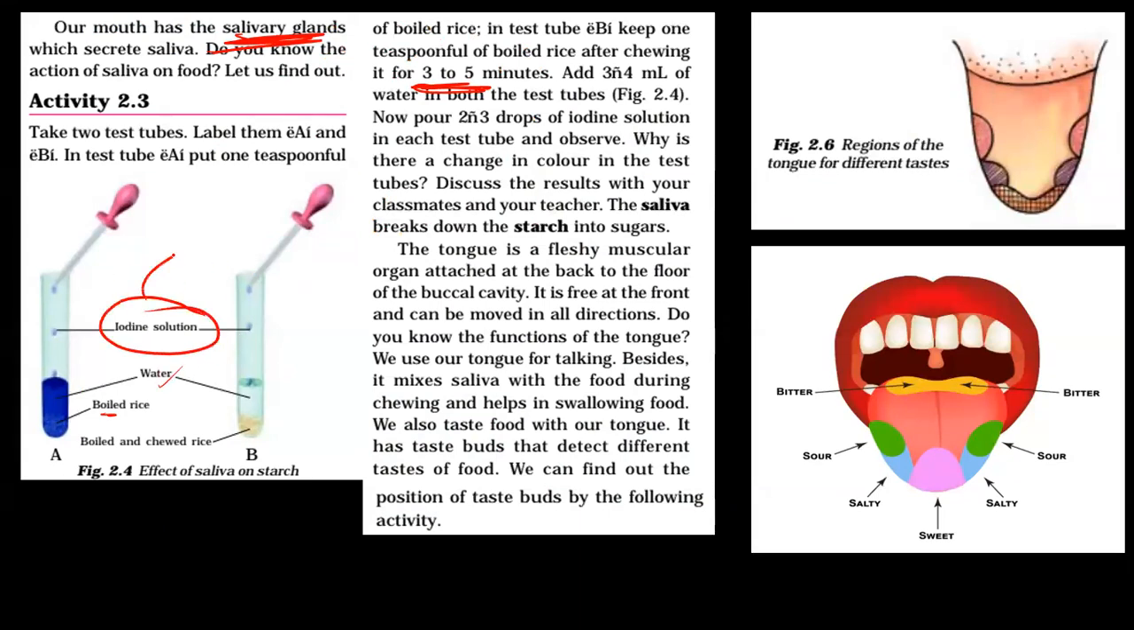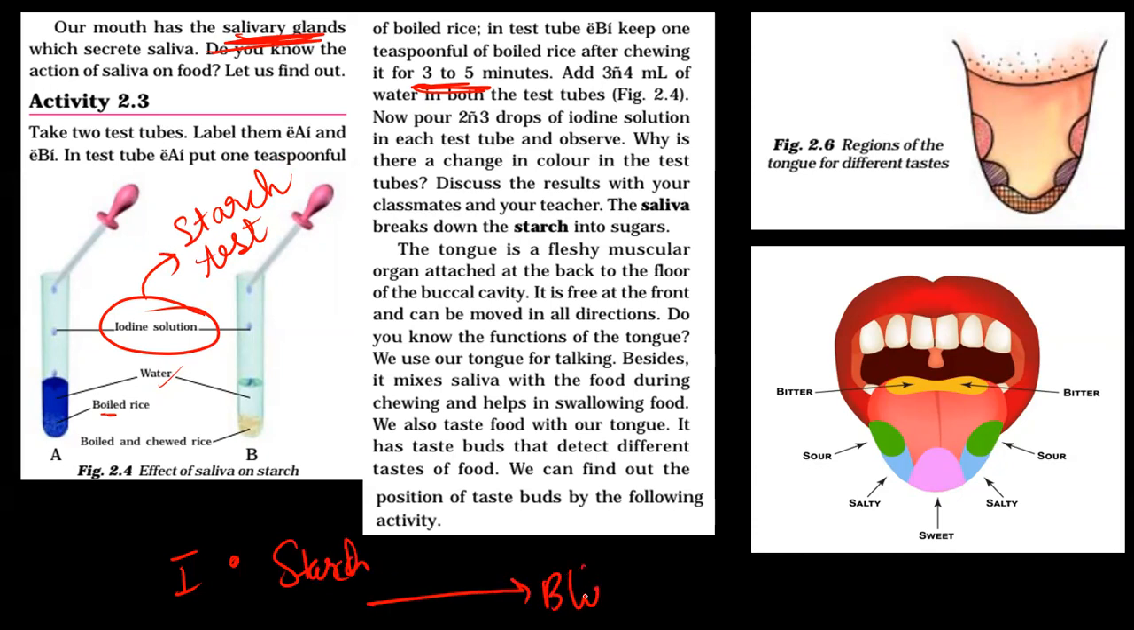Iodine solution is usually used for the starch test. If iodine comes in contact with starch, it becomes blue-black in color. So this is widely used for testing whether starch is present or not, and that is what we are going to do. We will see that the boiled rice turns blue-black, which means it contains starch. Whereas the chewed rice does not turn blue-black, which means it does not contain starch.